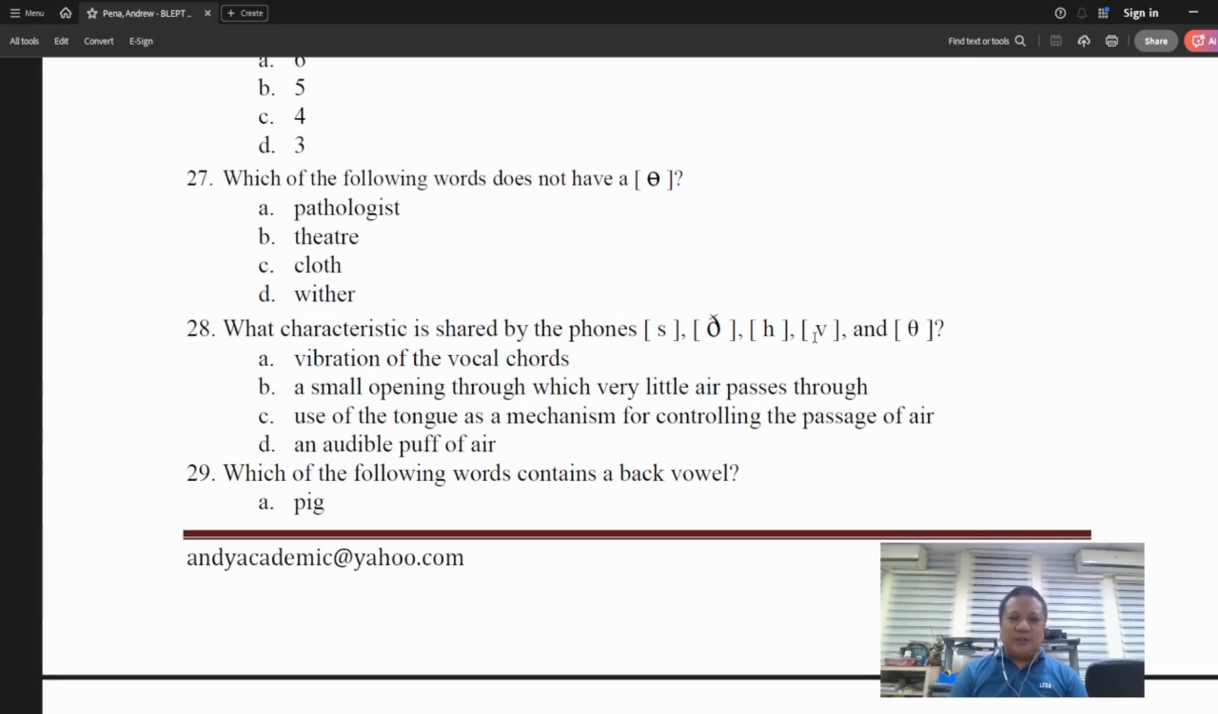27. Which of the following words does not have a... This sound is a... In pedagogy, it's called the soft TH. So which of the following words does not have a... A, pathologist, B, theater, C, cloth, D, wither. So the answer is D, wither.